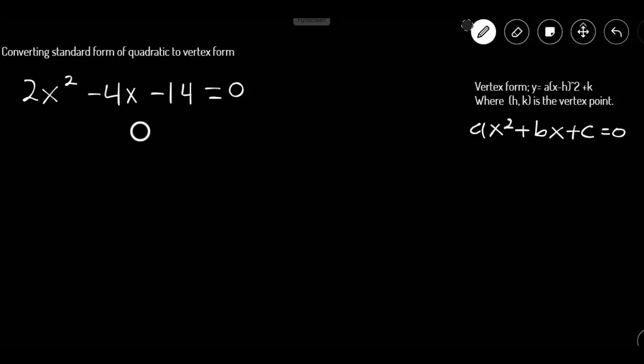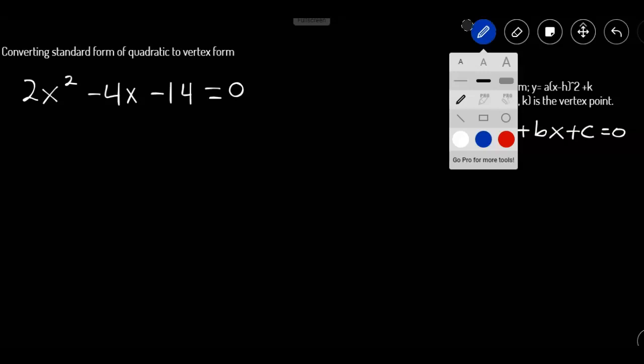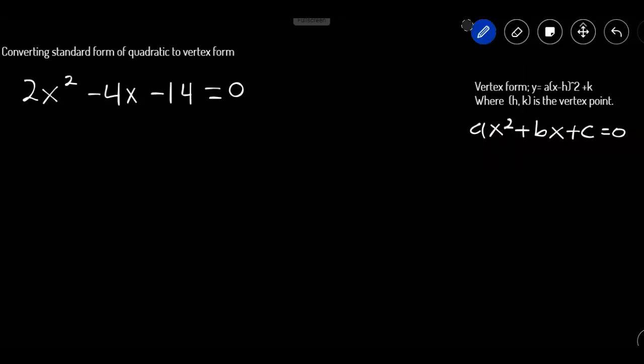We are going to use completing the square, but before we can do that, the coefficient of the x squared has to be 1. Here it is 2, so we have to get rid of it. Realize that 2 is divisible by negative 4 and negative 14, so we will divide all of it by positive 2.